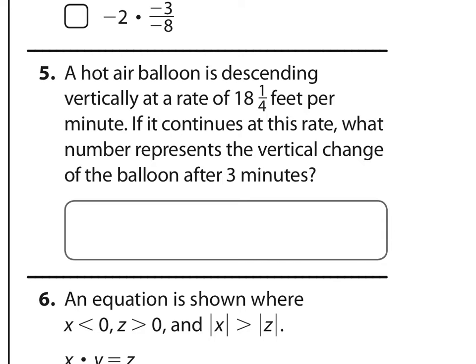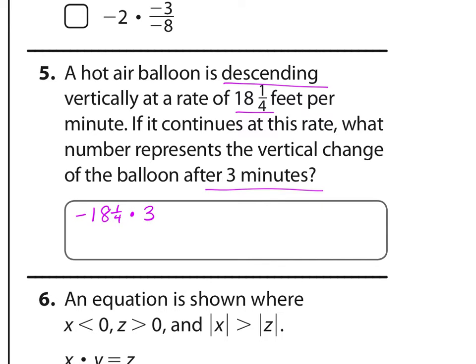A hot air balloon is descending vertically at a rate of 18.25 feet per minute. If it continues at this rate, what number represents the vertical change of the balloon after 3 minutes? Well, it's going down, it's descending 18.25 feet per minute. So it goes down 18.25 per minute. And it's asking what will be the vertical change after 3 minutes.